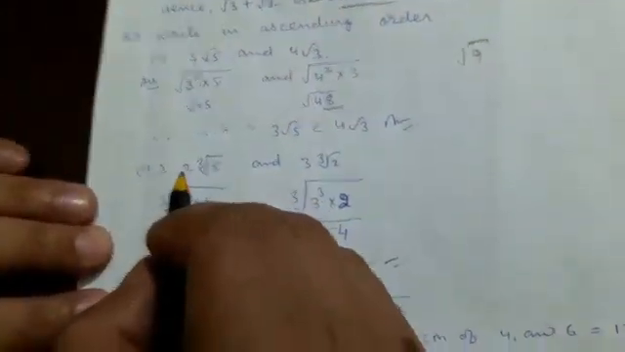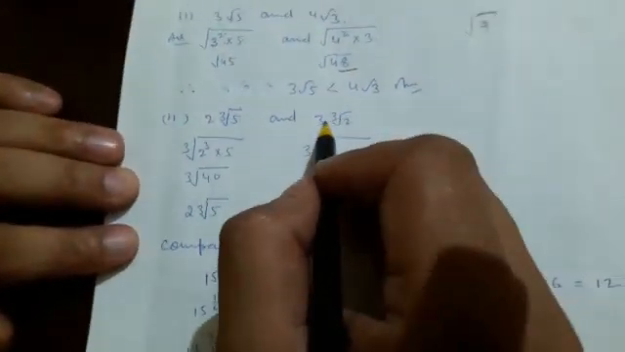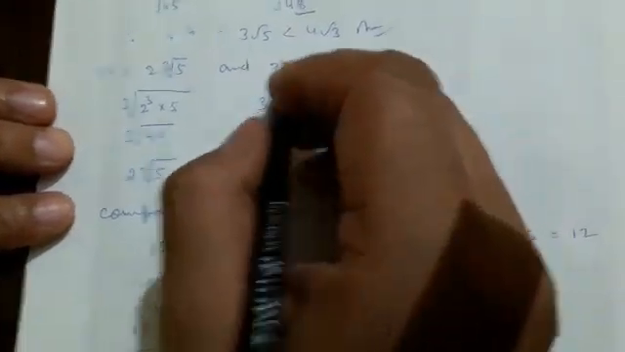Second part, 2 cube root of 5 and 3 cube root of 2. Which one is bigger?